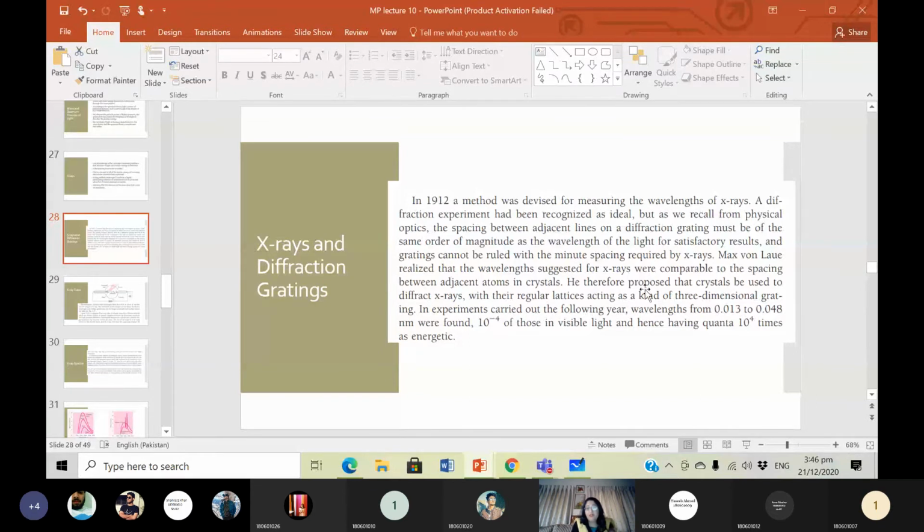So basically, he used some crystals. Max von Laue realized that the wavelengths suggested for X-rays were comparable to the spacing between adjacent atoms in crystals. So basically, he used some crystals.